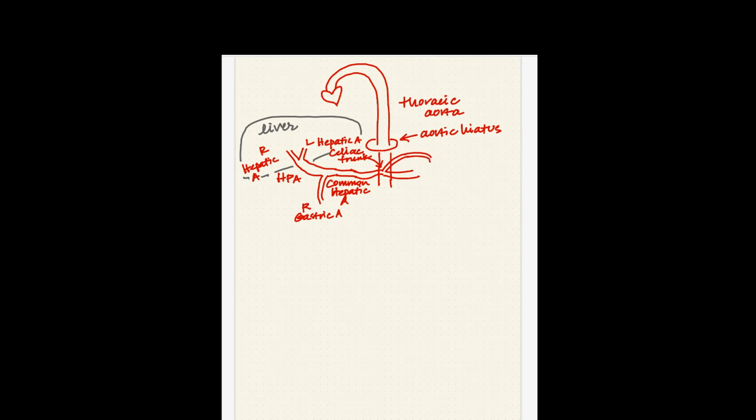Now, if we follow this branch of the celiac trunk, this one is called the left gastric artery. We already had a right gastric artery. It was a branch off the common hepatic artery. And now this is our left gastric artery. And so they are both going to supply the stomach with arterial blood.